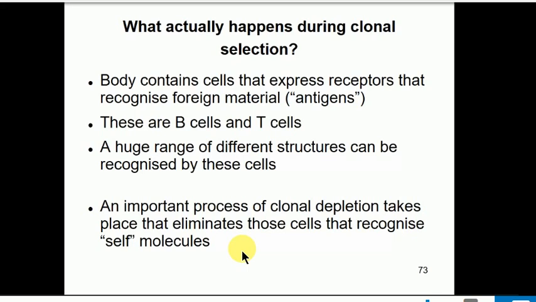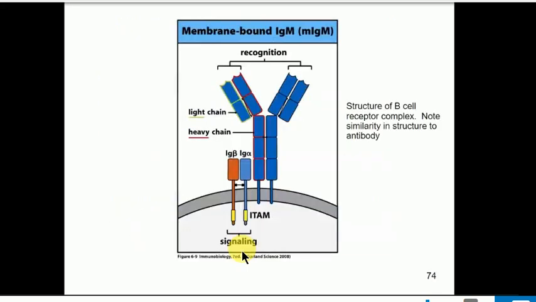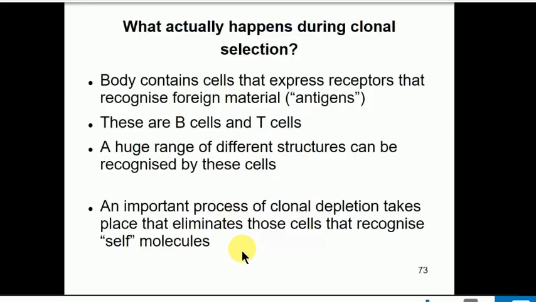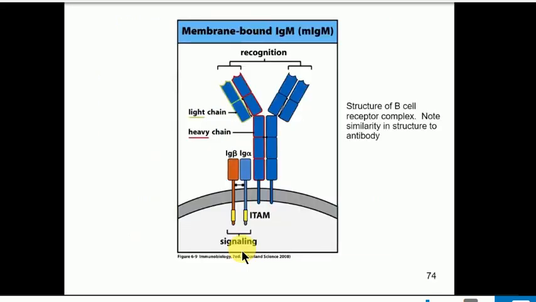Okay, so that's just to summarize what I've just talked about. We have these two cell types, B cells and T cells. We're going to focus on B cells, but as you'll see, T cells come into the story as well.